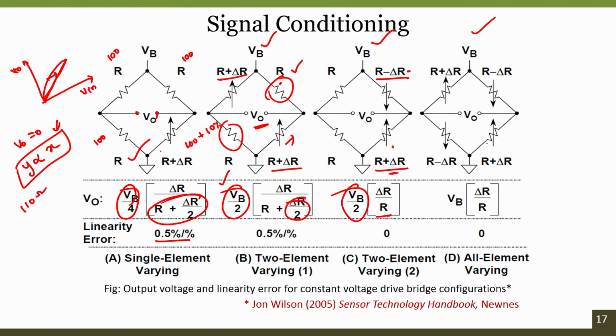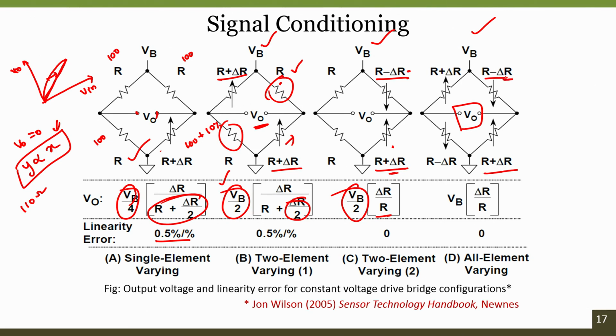In the case of 4 element varying bridges, the selection and the placement of sensors should be as follows. Any change of the position again leads to no change in the output voltage, even though the input measurand is being changed. So, if this is R plus delta R, this should be R minus delta R.